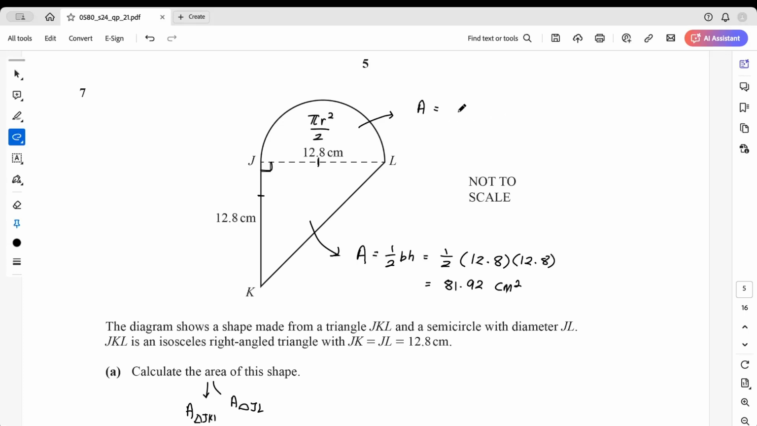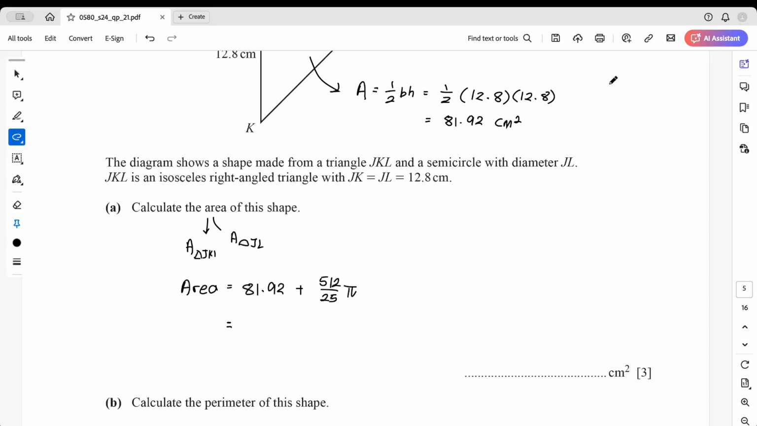So the area is pi r squared over 2. R is your radius, which is half the diameter. The diameter in this case is 12.8. So half of that is 6.4 squared divided by 2. You have 512 over 25 pi. We'll simplify that down further later on in our calculation.